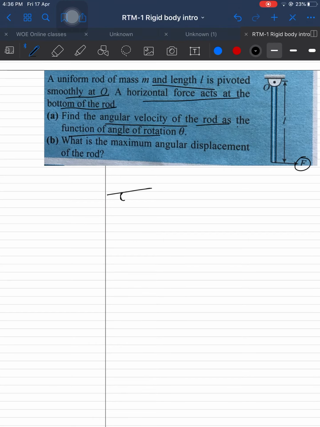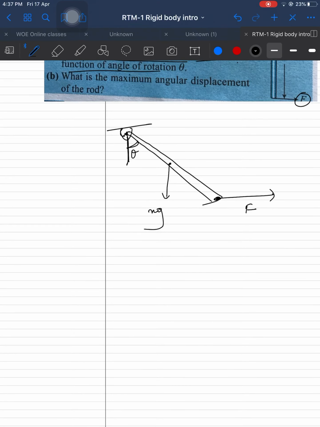As we discussed in the first step, make the rod move a certain angle from its initial position. You should draw this free body diagram naturally, understand? Immediately when they ask the question, make it displaced by an angle theta, and here is the force F, and there is one more force acting on it, the gravitational force mg. Okay, mg is acting on it.